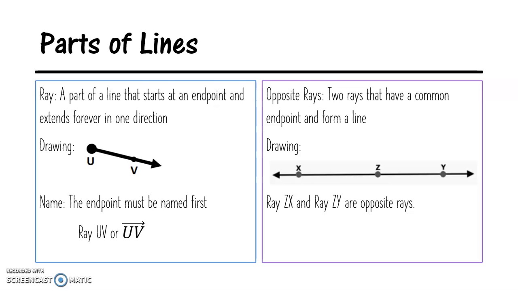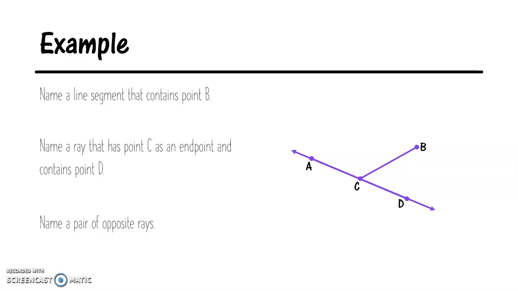Okay, I have one more example for you. So let's take a look at what's going on there. In this example, you have 3 tasks, and you're going to use the purple picture on the right to complete them. In the first one, you need to name a line segment that contains point B. So point B is here, and you need to name the line segment that contains it. Next, you need to name a ray that has point C as an endpoint and contains point D. And finally, you need to name a pair of opposite rays. So pause the video, try and do that, and then press play to check your answers.